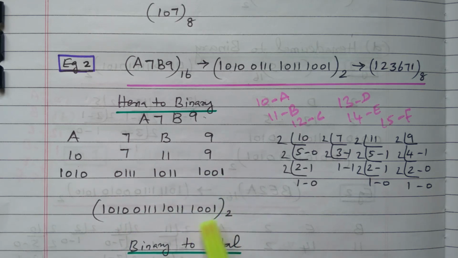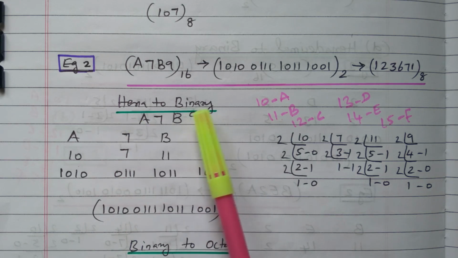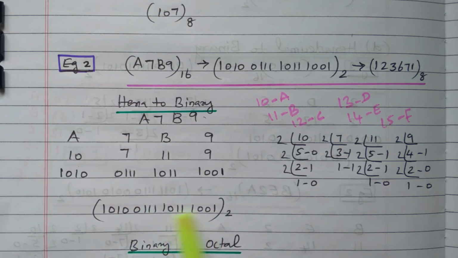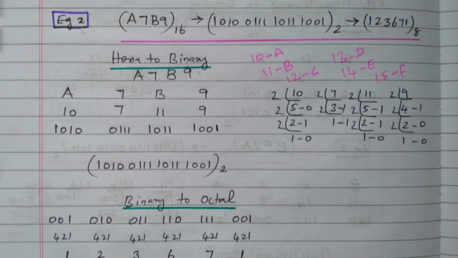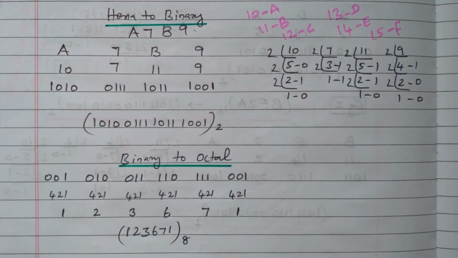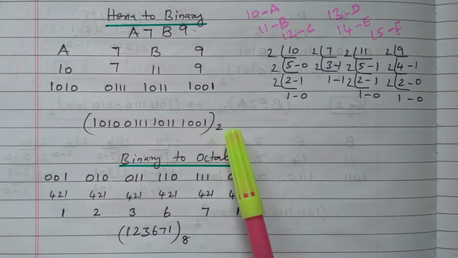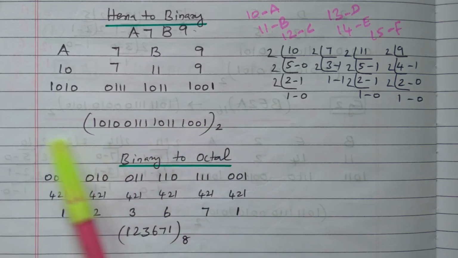Right? Now the hexadecimal is converted into binary. Now this binary should be converted into octal number. How is it converted into octal number? Octal number means we need to group into 3 digits. This converted binary number should be grouped into 3 digits starting from LSB, not from MSB.